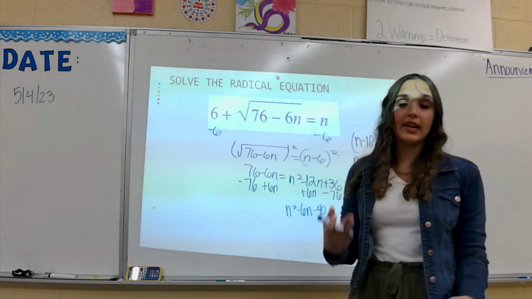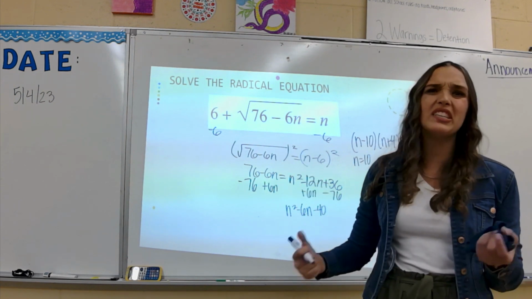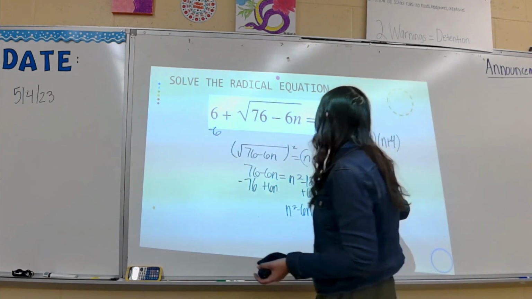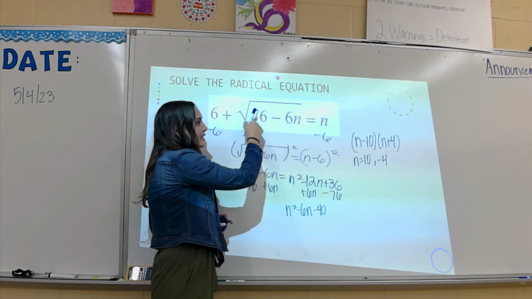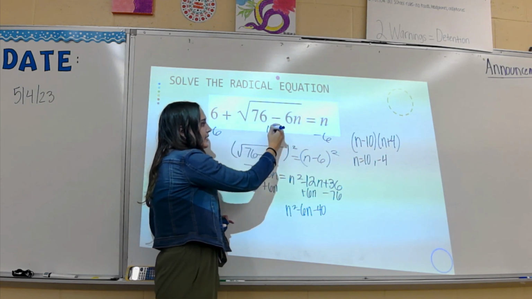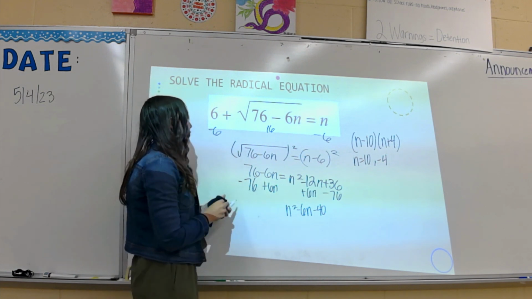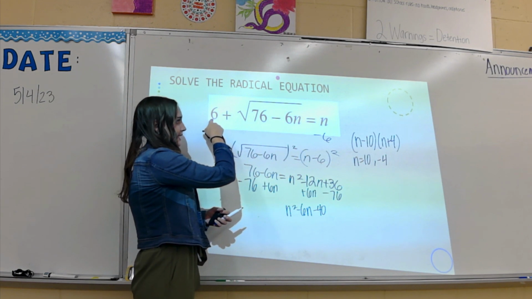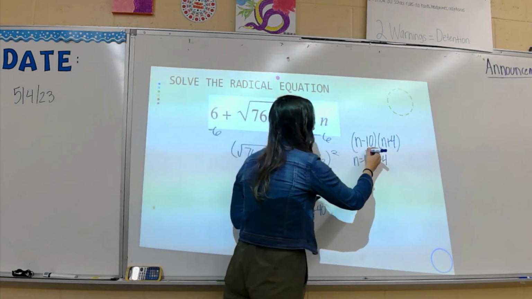Now I must plug it in because I can have extraneous solutions. Where we solve this problem, we got one of our answers, when we plug it in, it doesn't work. So that is going to be called an extraneous solution. So I plug in 10. 10 times negative 6 is negative 60. 76 minus 60 is 16. The square root of 16 is 4. So now I have a 4 here, plus my 6 does give me the 10 of my n that I wanted. So my 10 works.